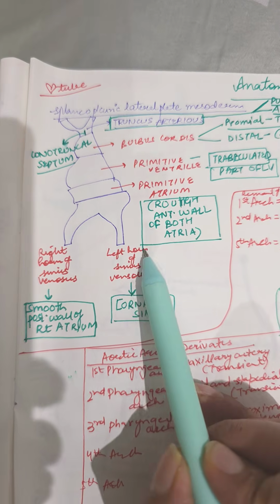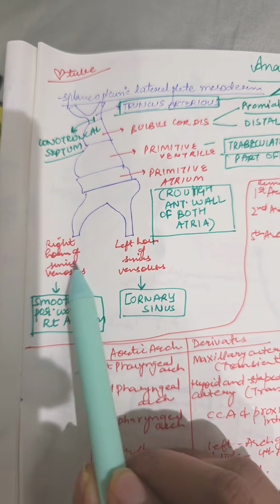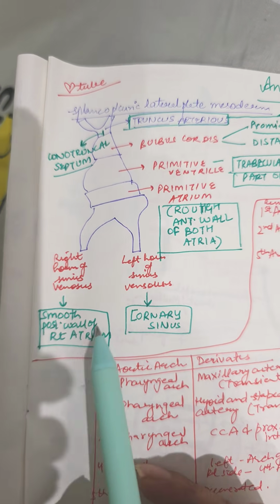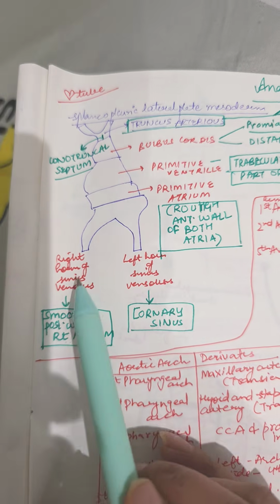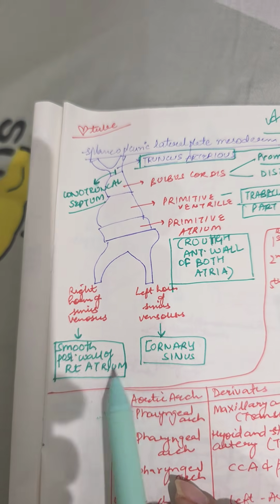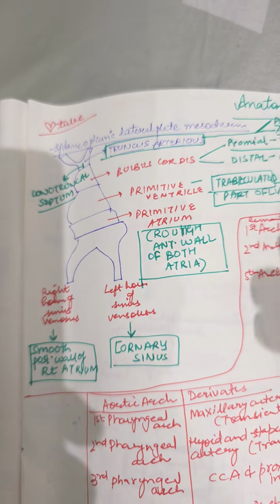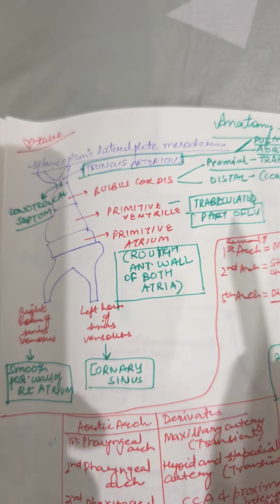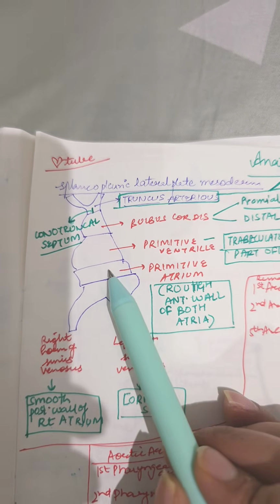Firstly, the left horn of the sinus venosus is going to form the coronary sinus. The right horn of the sinus venosus is the one which is going to form the smooth posterior wall of the right atria. Basically, the posterior wall of the atrium is smooth and the rough part is anterior. Then, after the sinus venosus, there is a primitive atrium.